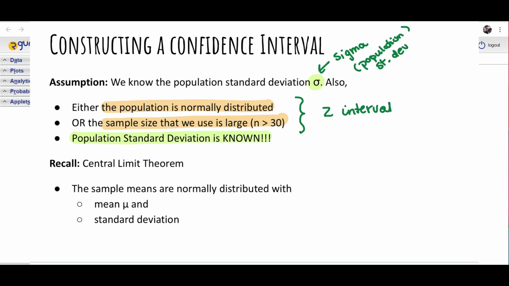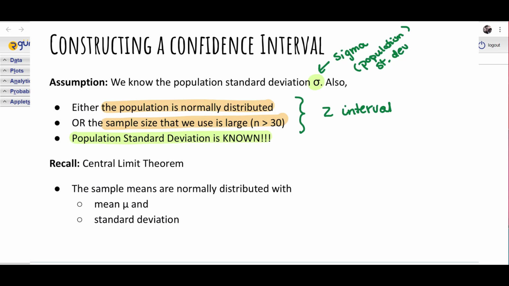And you are going to use this procedure again if two things are true. The first thing that has to be true, it could be one of two things. It's either the population is normally distributed or the sample size is bigger than 30. The second thing that has to be true is that we have to know the population standard deviation. And if one of the first two things is true and that last thing is true, then again we will use the formula for the Z interval, or we will go into Rguroo and find a Z interval.